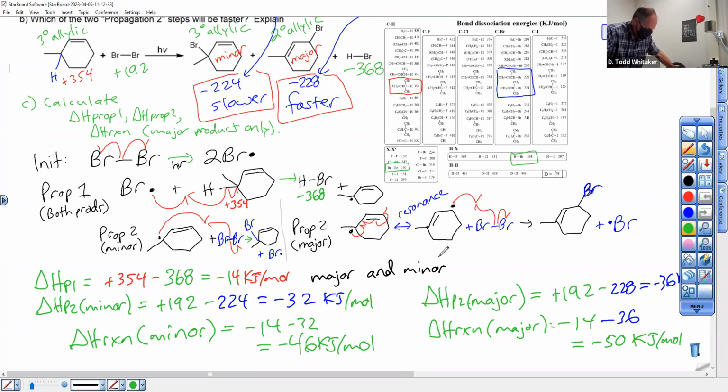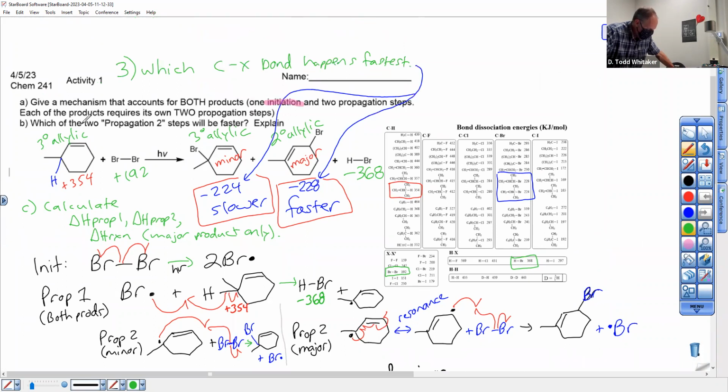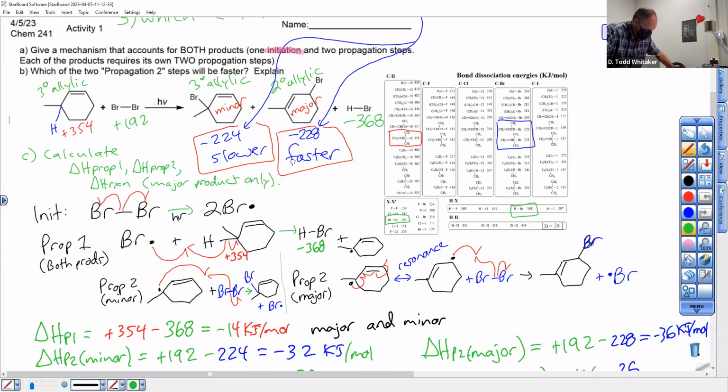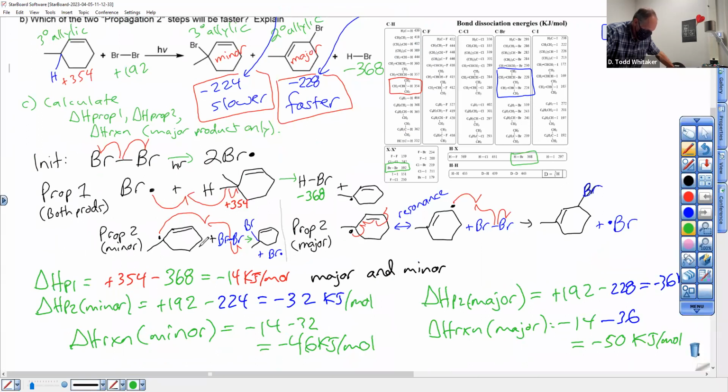Let's look at the question. Which of the two prop 2 steps will be faster? Explain. Well, we got the numbers to say this: prop 2 minor is negative 32, prop 2 major is negative 36. This one's faster, but that's not going to get your point.